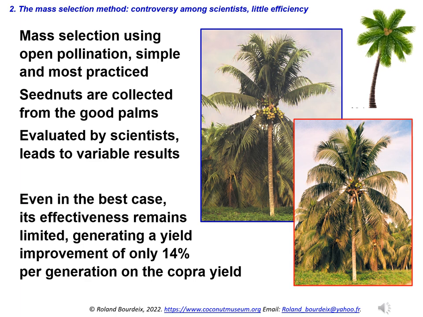It even led to disputes and controversy between scientists, who found different results depending on the country and according to the observation seasons. But even in the best case, its effectiveness remained quite limited, generating a yield improvement of only 14% per generation on the copra yield. To obtain a progress of 14%, it was necessary to observe the mother trees patiently for 4 years, to count their fruits and to estimate the quantity of copra per fruit.